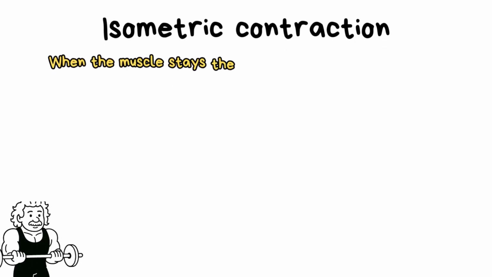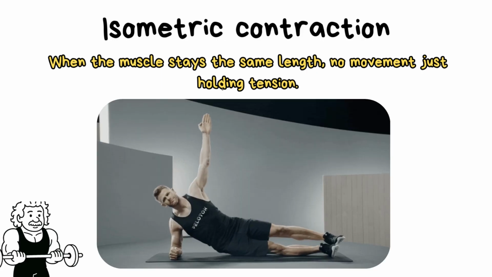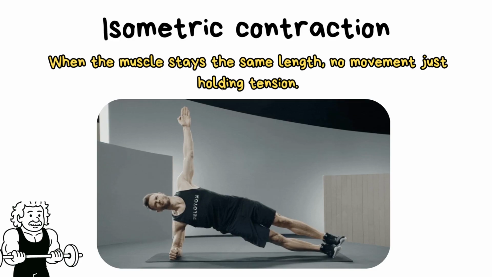Isometric contraction, when the muscle stays the same length, no movement, just holding tension. Example, pausing mid-bicep curl, static but spicy. A classic pure isometric move, the plank.